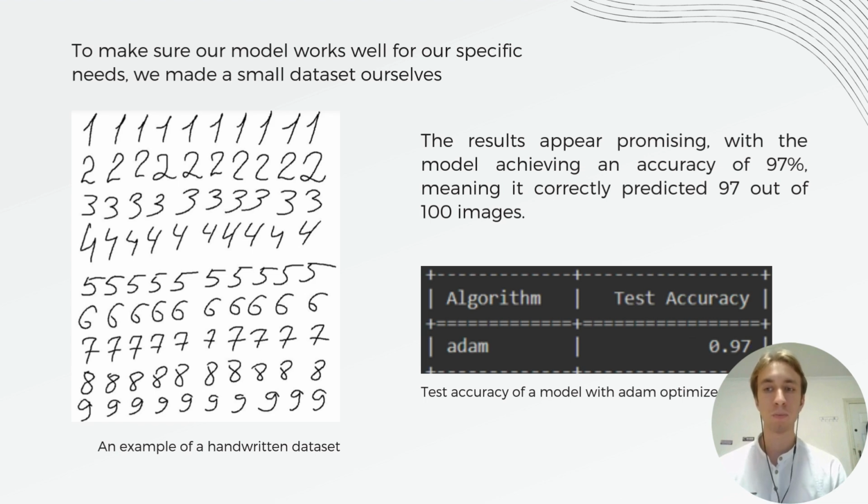The results appear promising, with the model achieving the accuracy of 97%, meaning it correctly predicted 97 out of 100 images, which is a very good result considering the model accuracy on a MNIST dataset was 97.63%.